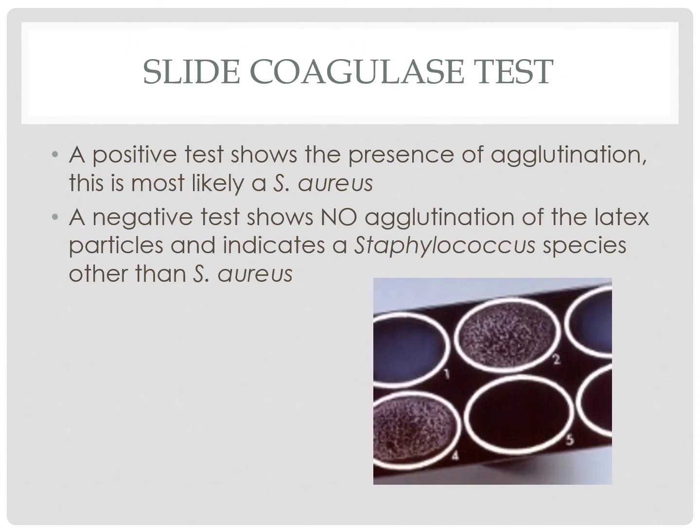So here's an image of the slide agglutination test where we add a drop of our latex suspension to a test circle, then we smash our bug up in it and mix our bug around in the latex suspension, and then we hand rotate for 30 seconds to a minute, and we look for clumping. So you can see in well 1 it's very smooth, so that's an example of a coag negative staph, and then in well 2 you can see several clumps. That's an example of Staphylococcus aureus.